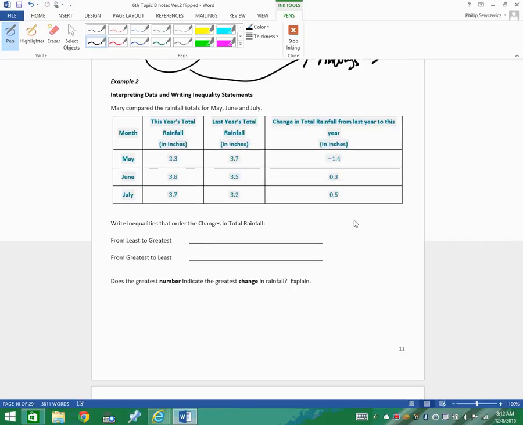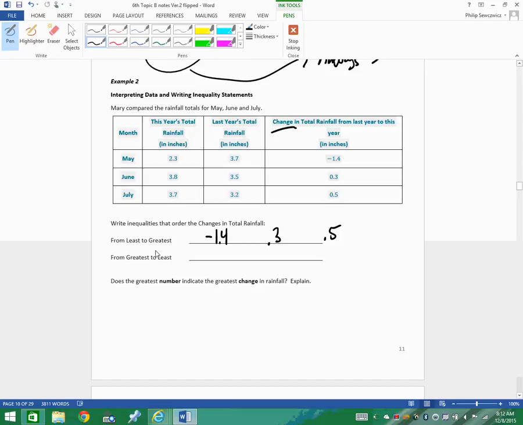So let's see what we got here. Mary compared the rainfalls for May, June, and July. This year's, last year's, change. Write inequalities that order the changes in total rainfall. So from least to greatest, first of all, the negative number has to be the smallest amount. And then 3/10 and 5/10. Hey, look at that, it was in order already.